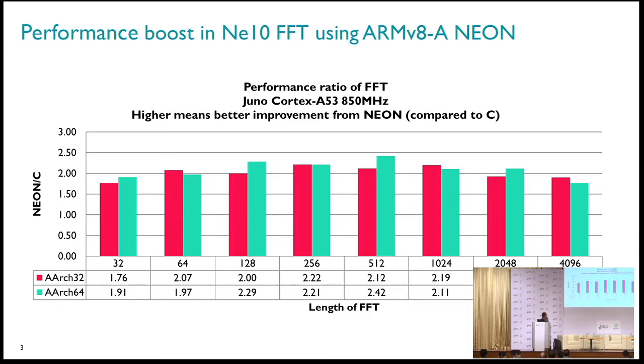The red bars here are the performance ratios of ARC32, and the blue bars are of ARC64. You can see from this figure, we can gain a performance boost from 70% to more than 100% by neon optimizing for both ARC32 and ARC64 mode. Any questions about this figure?